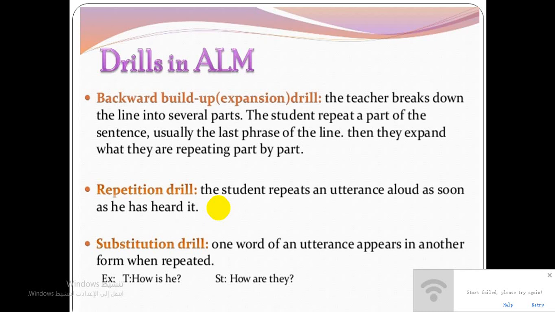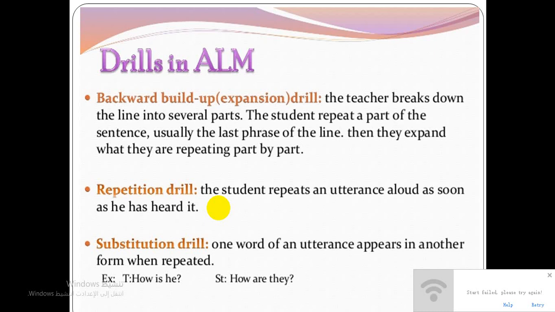Examples of repetition drill. For example, the teacher says, "I used to know him." The student says, "I used to know him." The teacher says, "I used to know him years ago." The student says, "I used to know him years ago when we were in school."